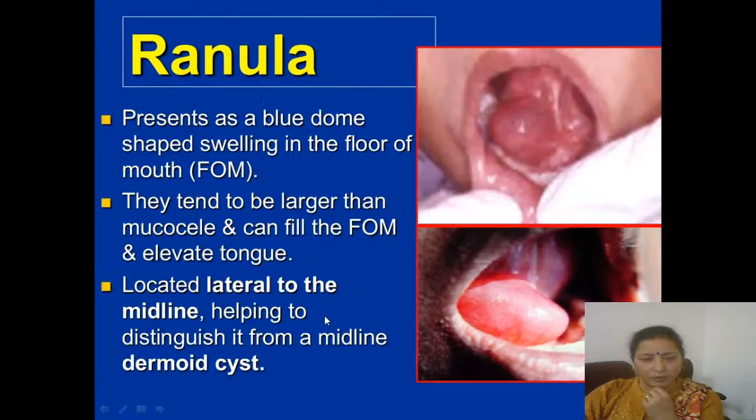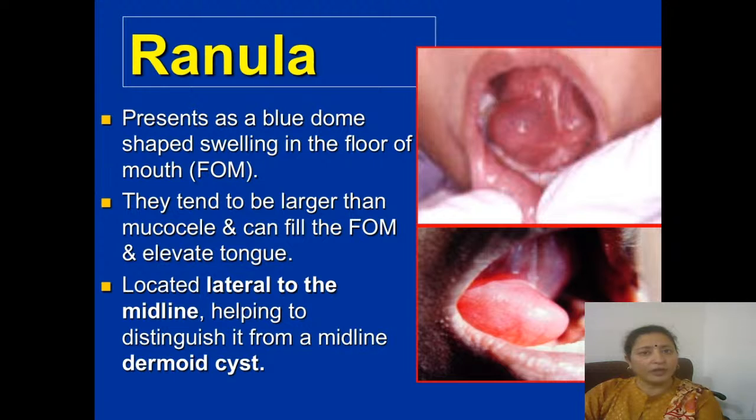It presents like a blue dome shaped swelling at the floor of the mouth, tends to be larger than mucocele and can fill at times the whole of the floor of the mouth with elevation of the tongue. Right? It's usually located to one side, lateral to the midline, helping to distinguish, because the patient does not come with a diagnosis. You have to make a differential diagnosis.